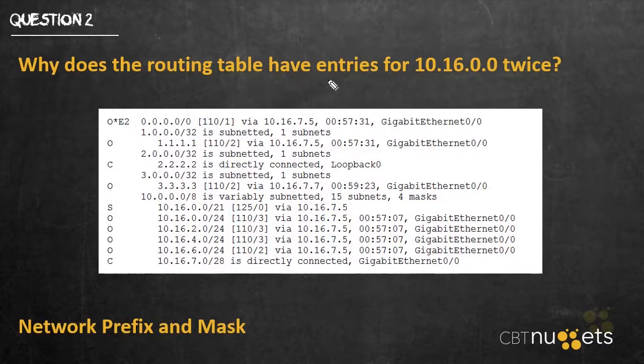Question number 2. Why does the routing table have entries for 10.16.0.0 twice? Let's take a look at that. So right here, that does indeed look like 10.16.0.0 in there twice. Why is that? Give that some thought. We'll compare notes in just a moment.